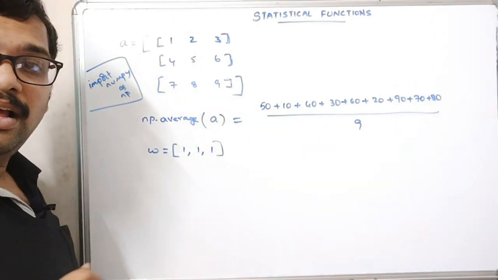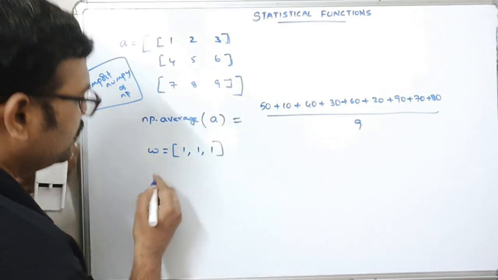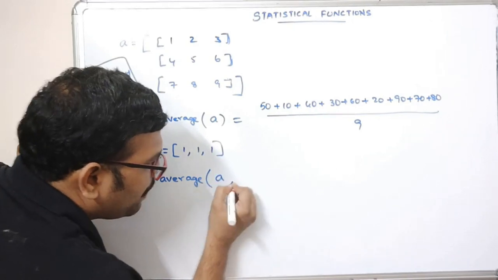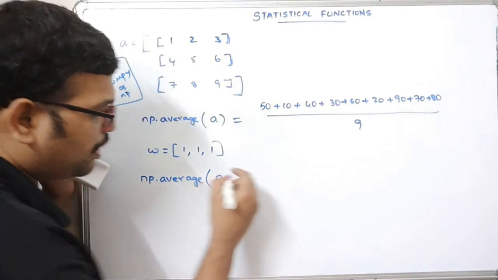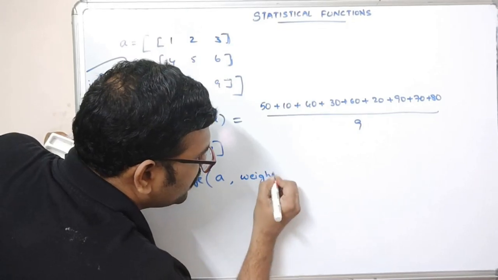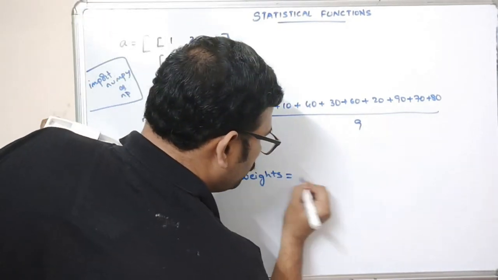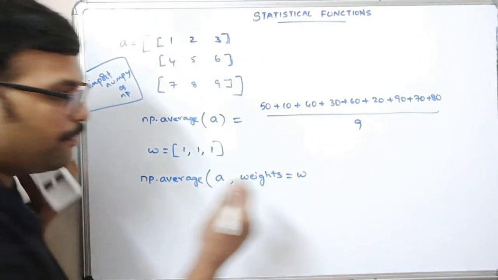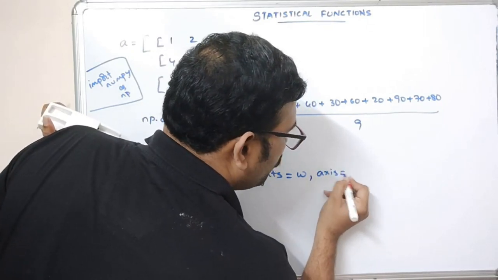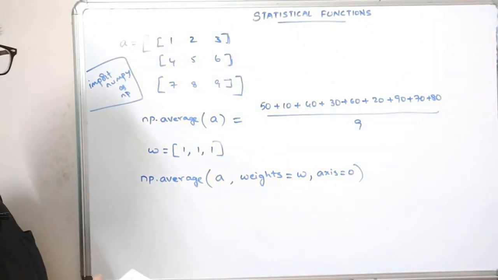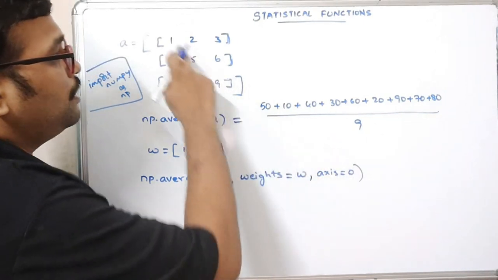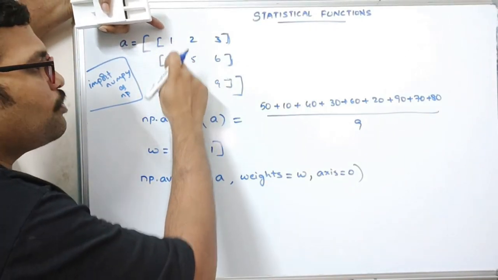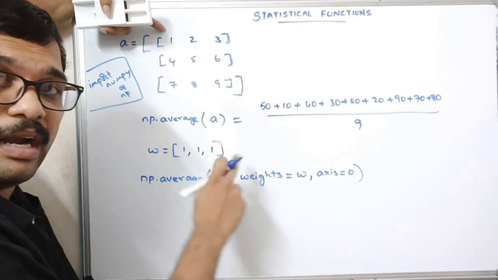So these are the weights given, and if you want to find the weighted average for this one, go with the same function np.average, pass the array name, comma, go with the second parameter called weights. Weights is equal to W, give the name of that particular weight, comma, axis is equal to 0. If axis is equal to 0, we know that it is column wise: product of each column and weights, divided by the sum of weights.